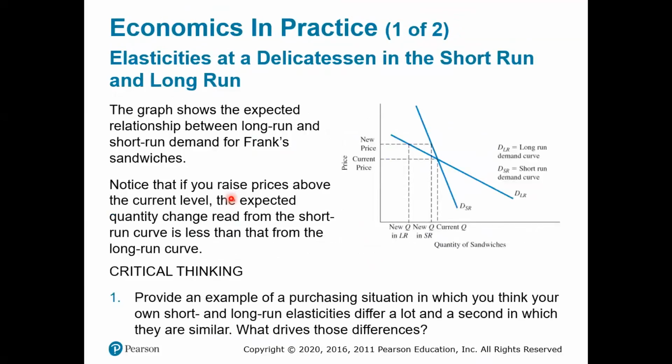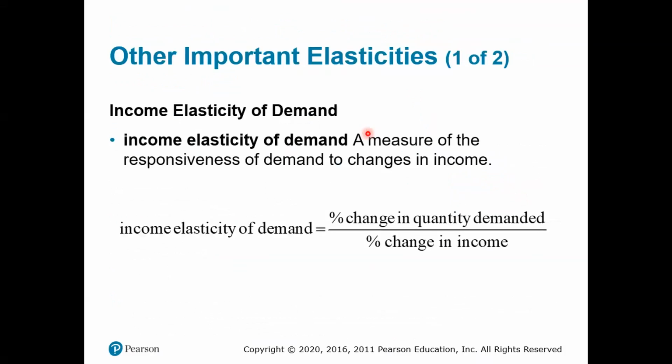So here you go. Same idea for delicatessen sandwiches. In the short run, the demand curve is inelastic. As time goes on, it becomes much more elastic. We've got other elasticities. This is the income elasticity of demand. So it's the percentage change in quantity demanded over the percentage change in income. Now this thing could be a negative or positive number for an income elasticity. If it's a positive number, that's a normal good. If it's a negative number, it's an inferior good. So be careful there. Positive number is a normal good. Negative number is an inferior good.